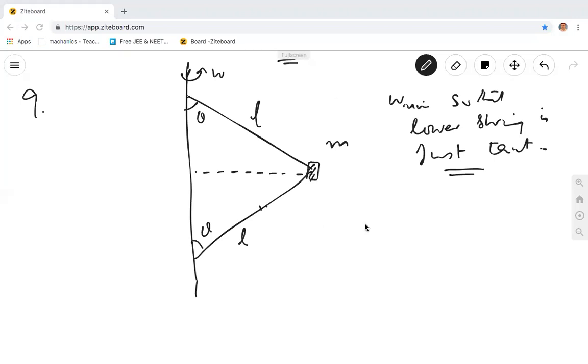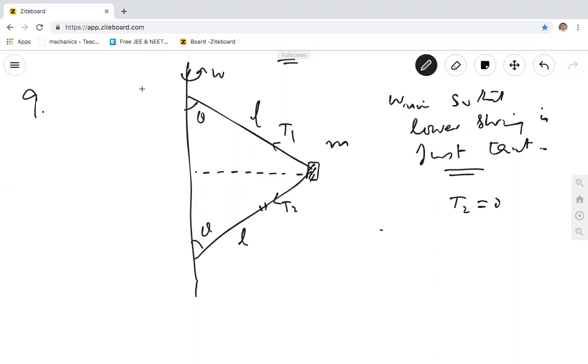Okay. Now the point is omega minimum, so that this is just taut. What do we mean by just taut? I will explain. Suppose this is tension T1 and this is tension T2. Just taut or just slack means this T2 is 0. There is no tension in this string. How much should omega be so that there is no tension left in this string? That is our question.